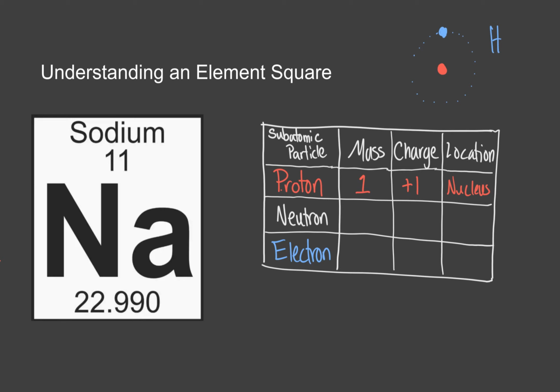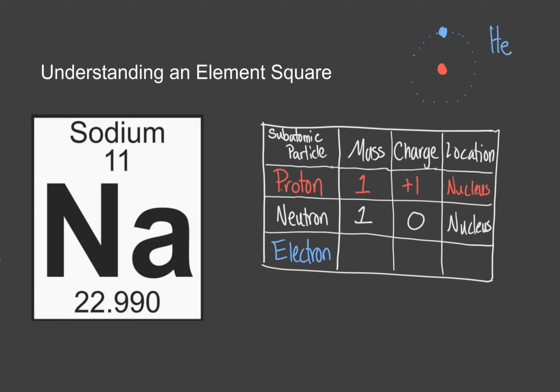The next subatomic particle is a neutron. It also has a mass of 1, but it has no charge at all. You can add as many neutrons as you want, and it will never impact the charge of that atom. And just like the proton, the neutron is found in the nucleus. So if we bumped up to the next element, which is helium, we'll turn this hydrogen into helium.